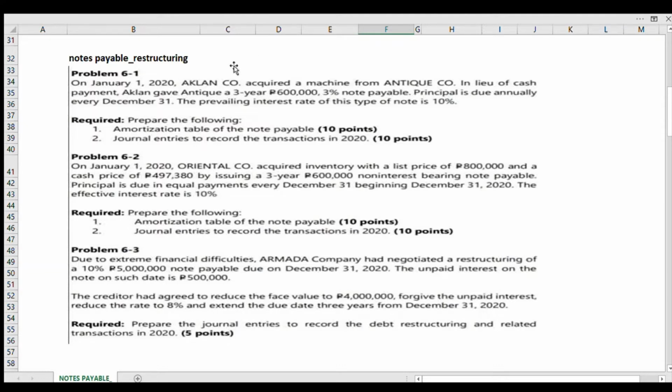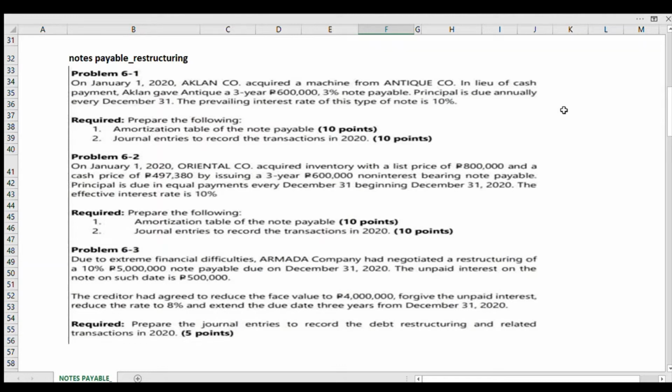Problem reads, on January 1st, 2020, Aklan Company acquired machine from Antique Company in lieu of cash payment. Aklan gave Antique a 3-year 600,000 3% notes payable. Principal is due annually every 31st of December. Prevailing rate of interest of this type of note is 10%.